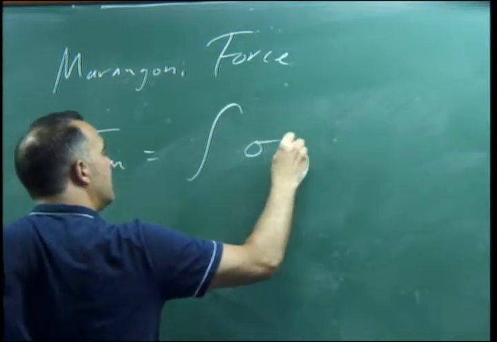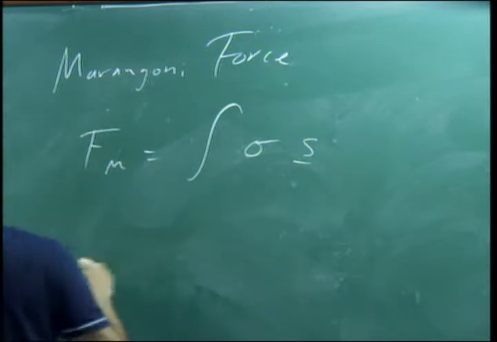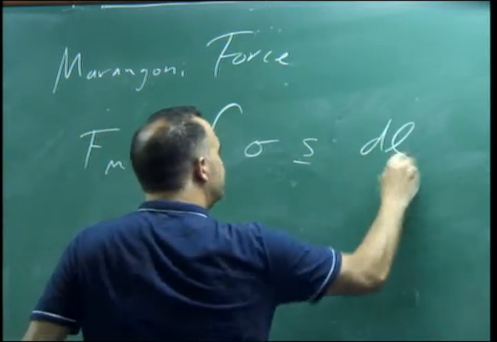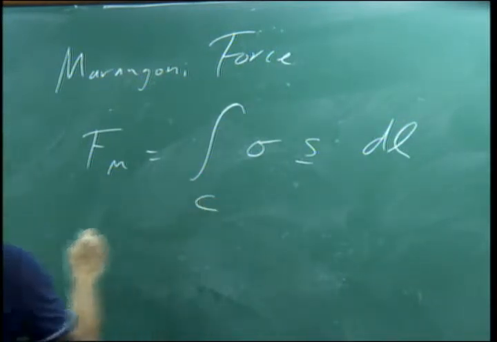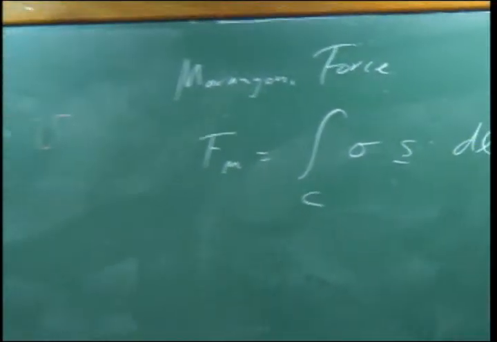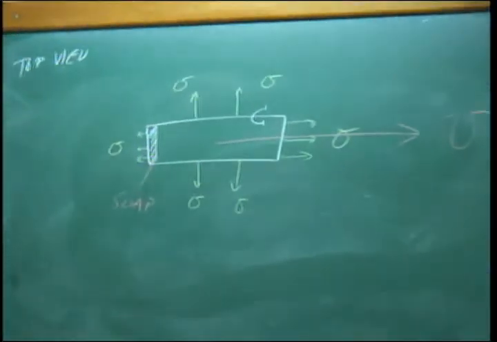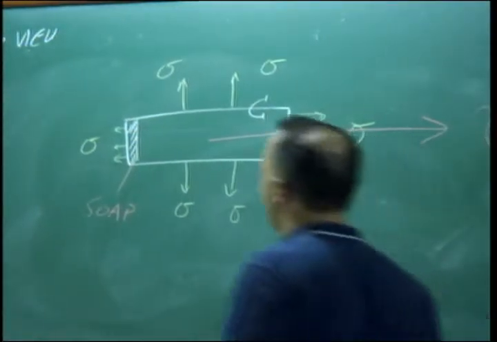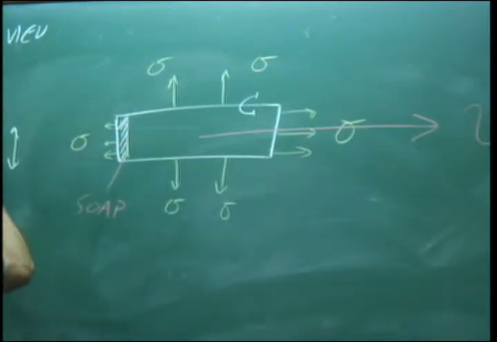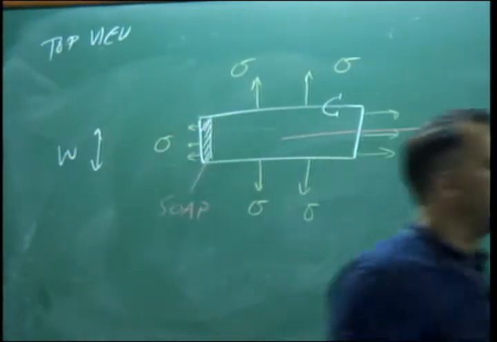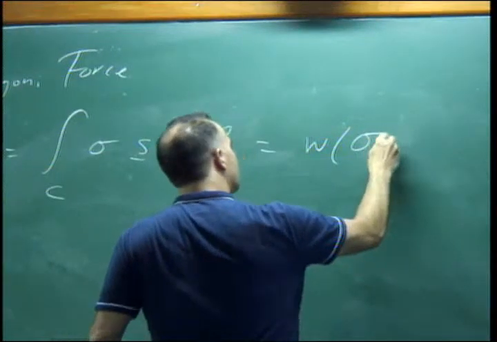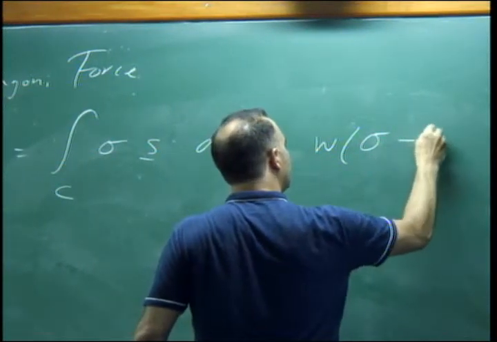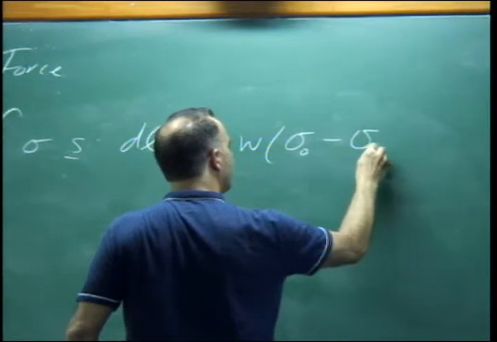sigma S, so that's dl. So you're basically integrating that around, so that's going to be equal to, so this is the contact perimeter here, C. So it's going to be, if that says W, then it's going to be 2, so it's going to be W times sigma minus sigma, so we call it sigma naught, sigma soap.